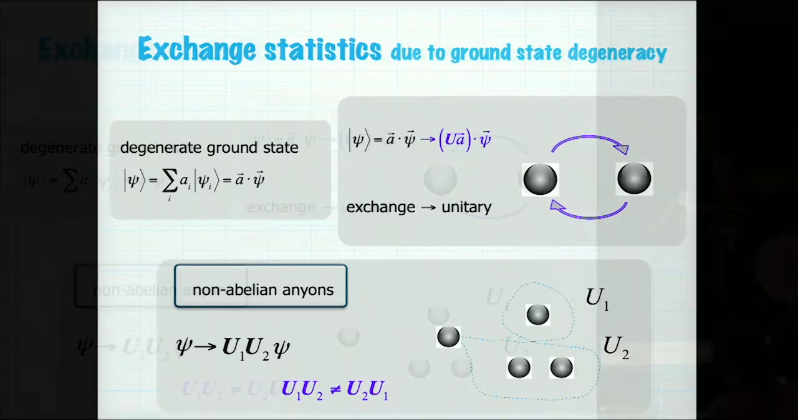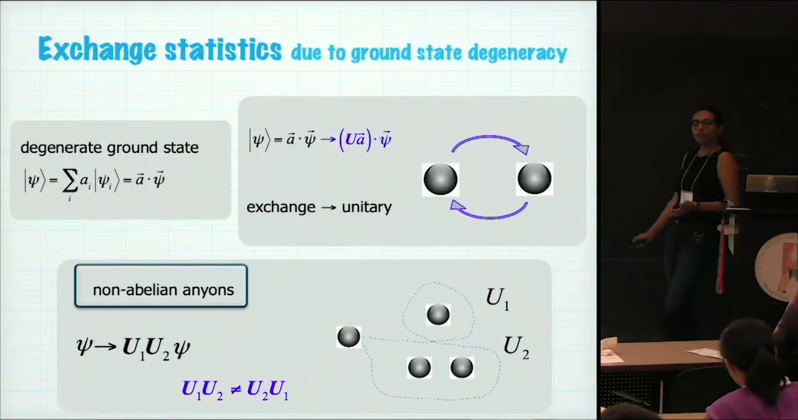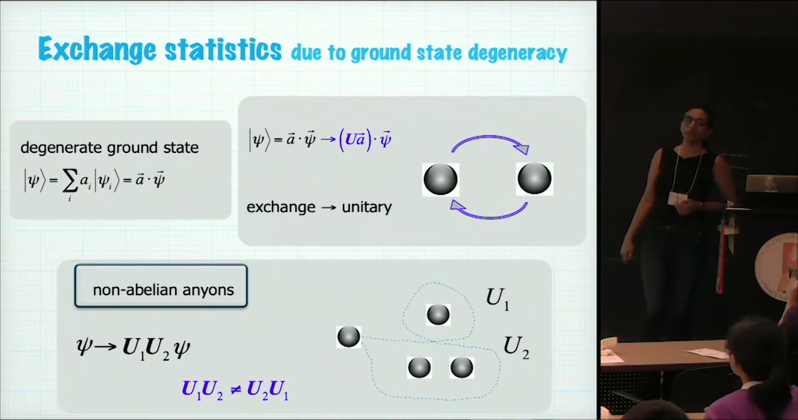And all I am going to convince you of throughout my talk, and by the end of my talk, is that this measurement of heat flow can be a good tool to really differentiate if there is presence of any non-abelian entity in the system.